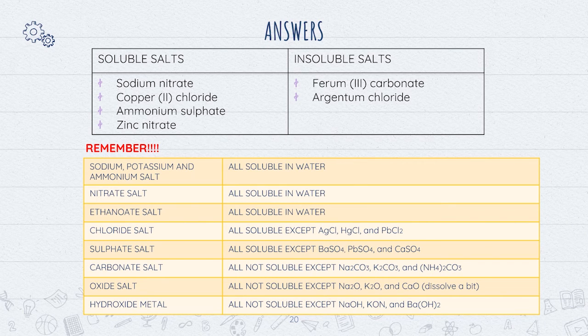Here we can see the insoluble salts are ferrum carbonate and argentum chloride. We can see at the carbonate salts it says all not soluble. So ferrum carbonate is not a soluble salt. Let us see the argentum chloride salt. It says here all soluble except argentum chloride. So that is why the ferrum carbonate and argentum chloride are not soluble in water.